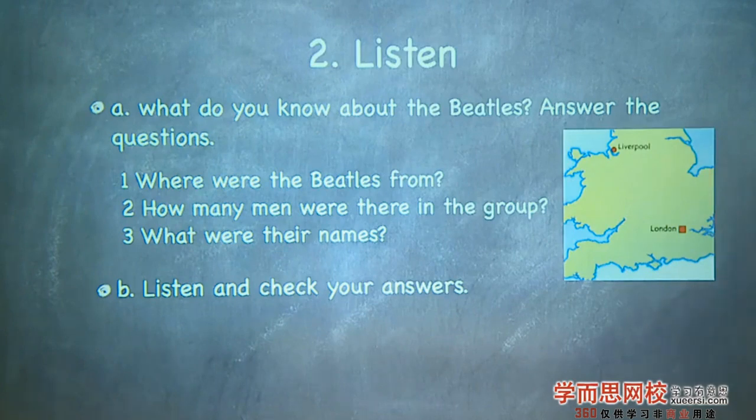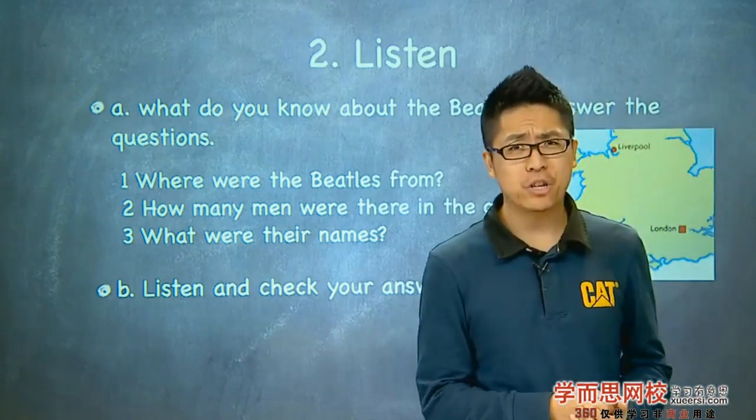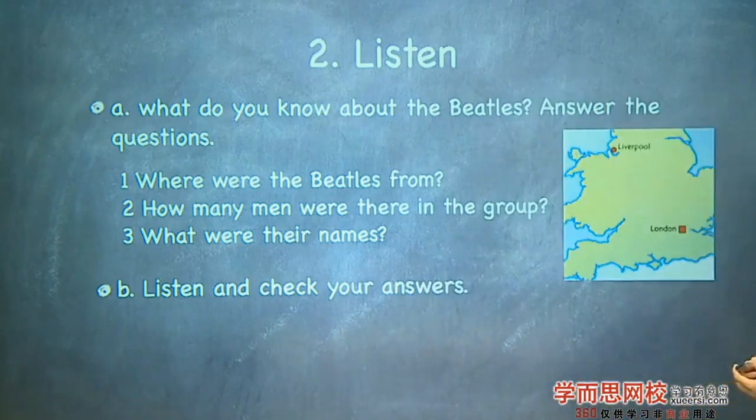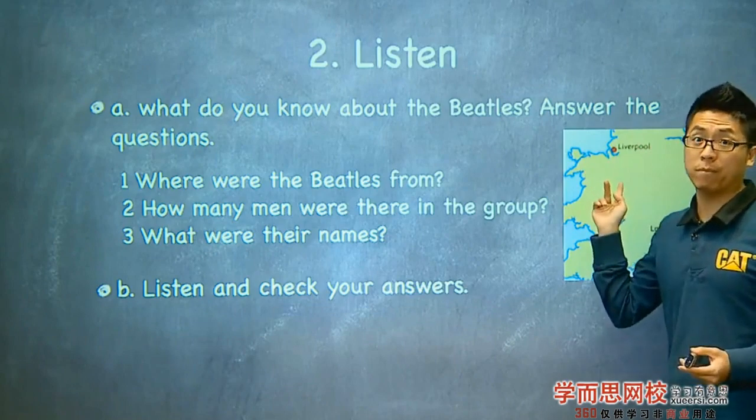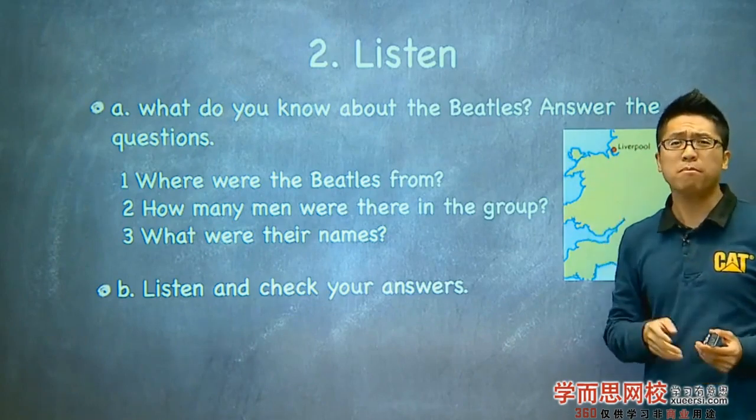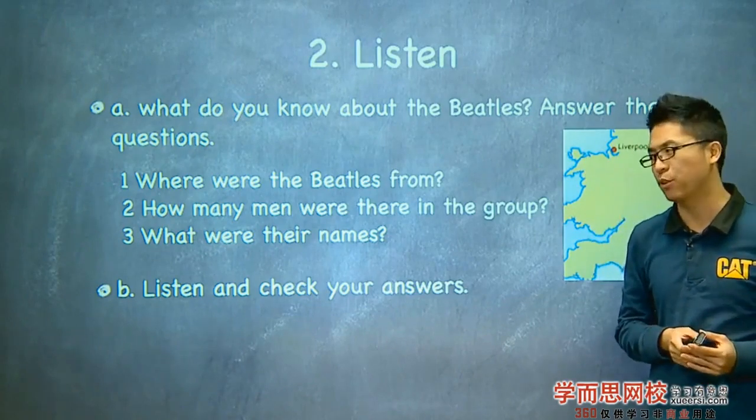Okay, so I told you to browse the information about the Beatles. So here we go. This is the map of Britain. And this is London, a very famous city. But to the north of it, another city, Liverpool, is also very famous. I think boys will know that Liverpool is a very famous football team, huh?